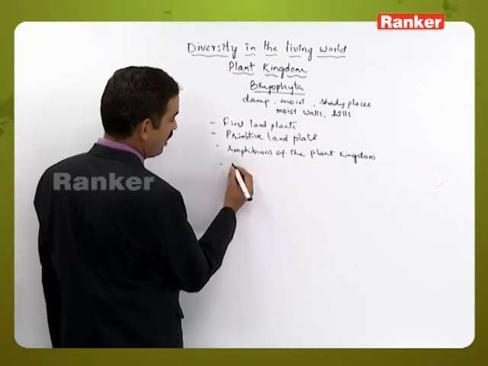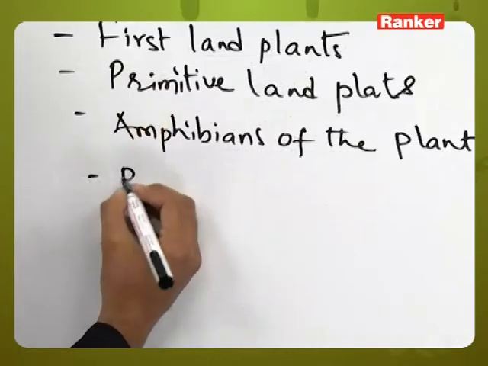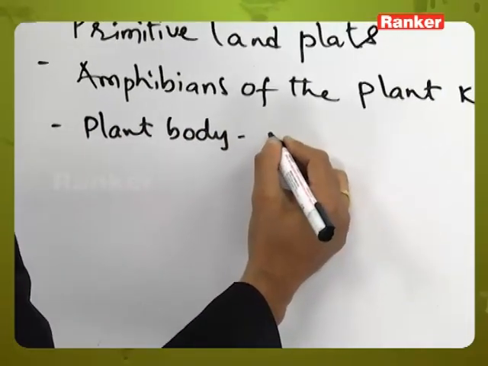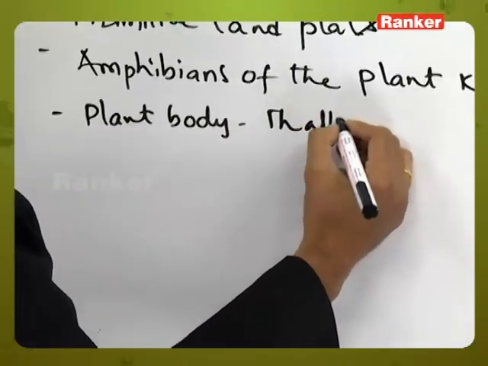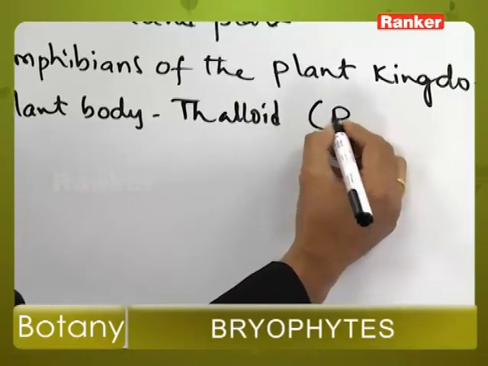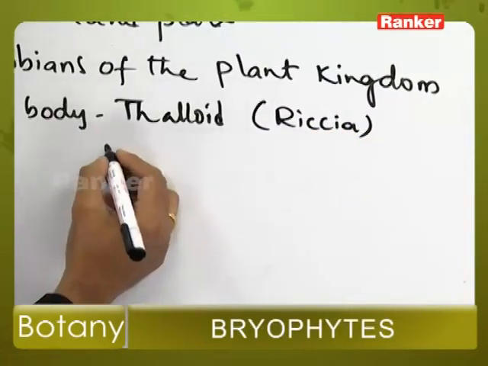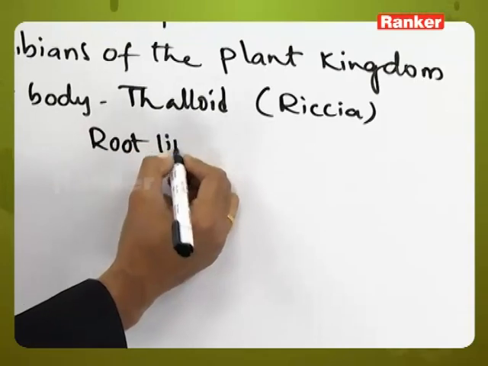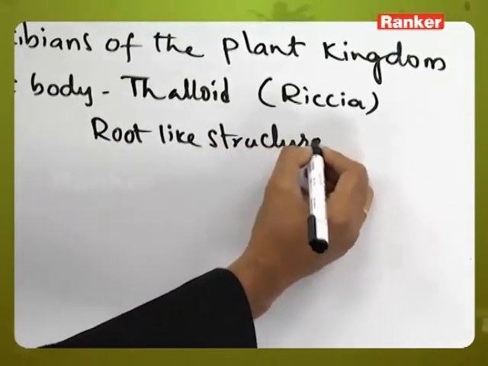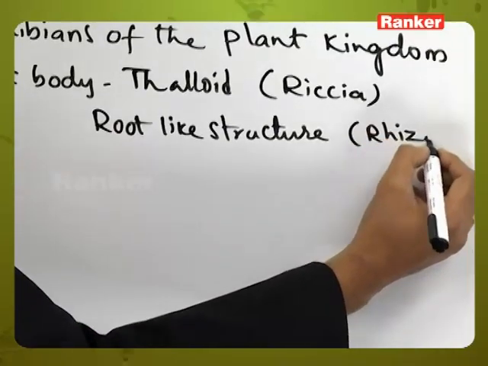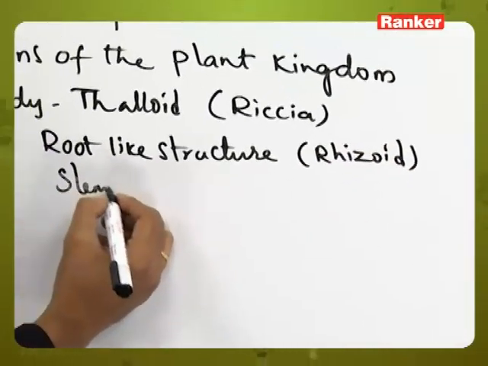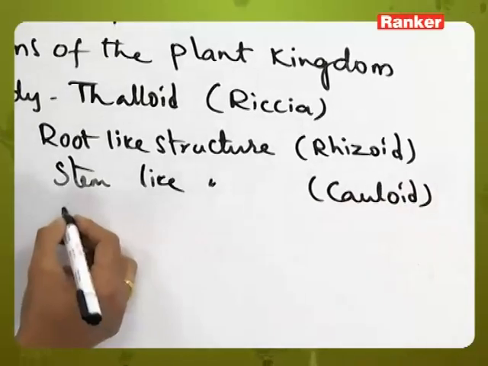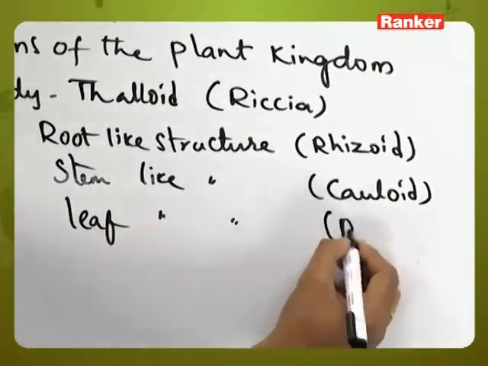And Bryophytes show some characteristic features where the plant body may be thalloid, as in the lower plants like Riccia, or it may be a little divided into a root-like structure called a rhizoid, a stem-like structure called a cauloid, and a leaf-like structure called a phylloid.